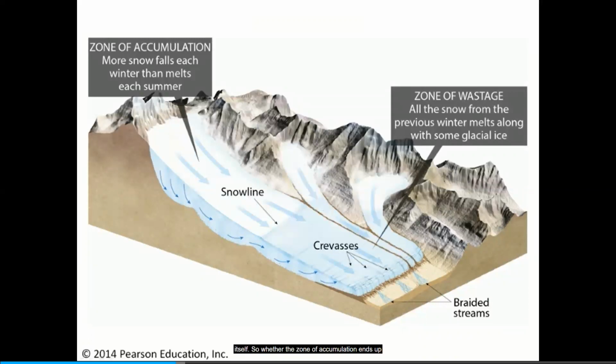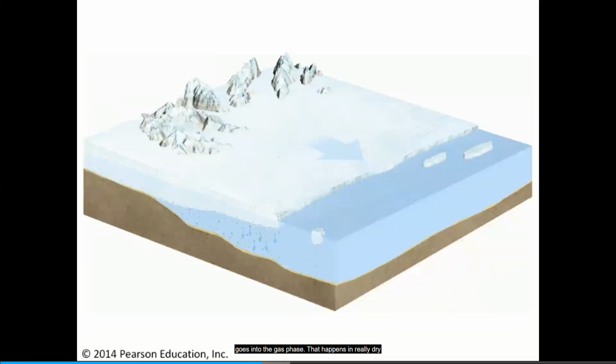So whether the zone of accumulation ends up gaining more snow each winter, or whether the zone of wastage ends up melting more glacial ice each summer, determines whether or not the glacier ends up growing or melting back. One form of wastage is simply melting, where the ice turns to water. Another form of wastage is what's called sublimation, where ice directly goes into the gas phase.